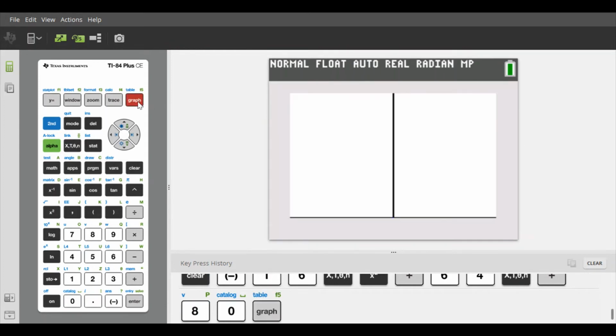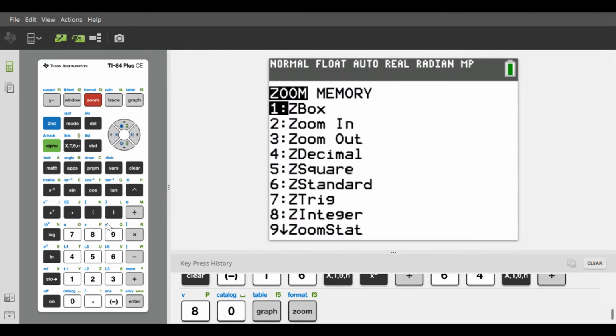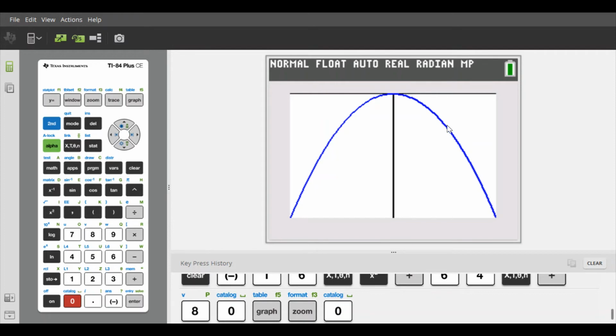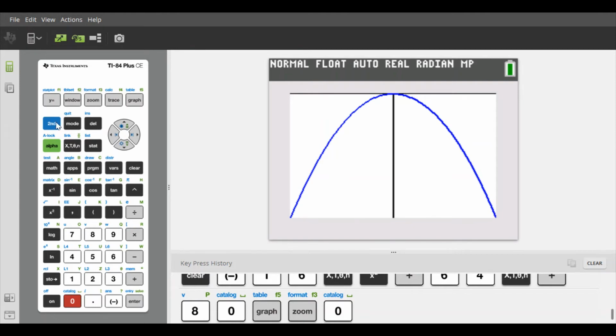Now if we hit the graph button, there's no telling if it's going to show up. Doesn't look like it does. I'm going to go zoom fit and see what it finds for me. So zoom fit, making my graph look something like this. I can see that I have a maximum here, and I can find it. That's all I really care about.